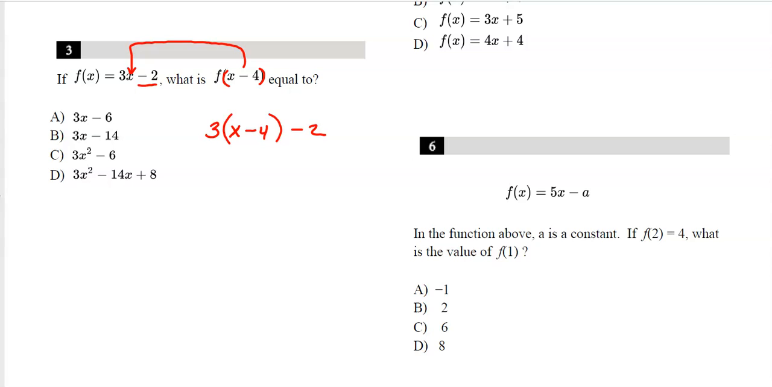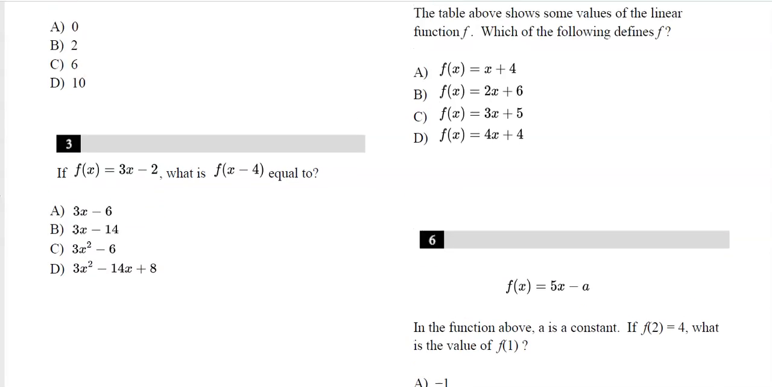So now we're going to distribute 3x, subtract 12, minus 2. Gather up all your terms here. There's no equal sign, so we're not solving. We're just simplifying. 3x subtract 14. Correct answer would be B.